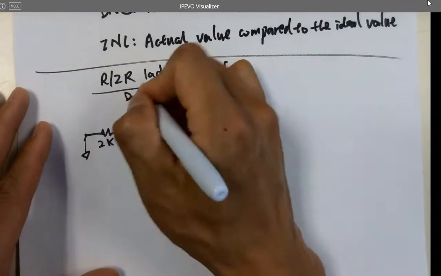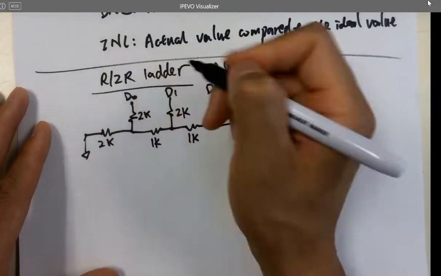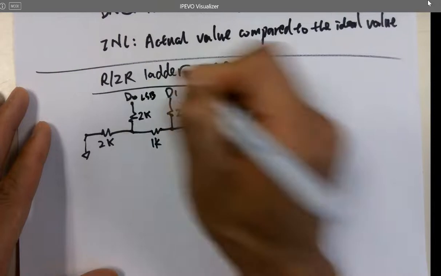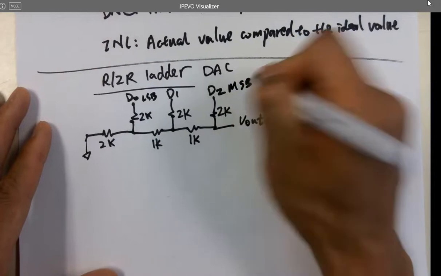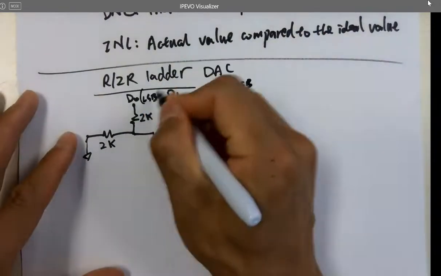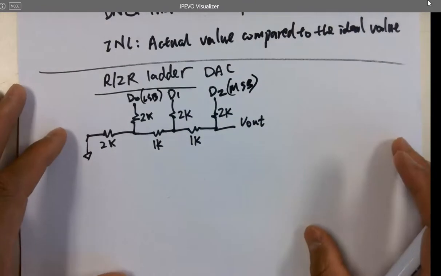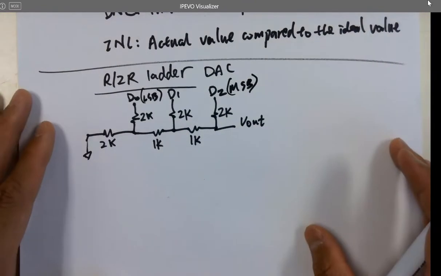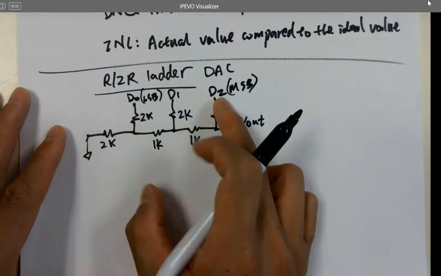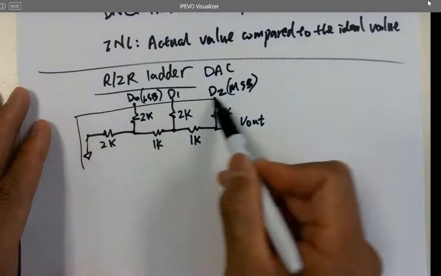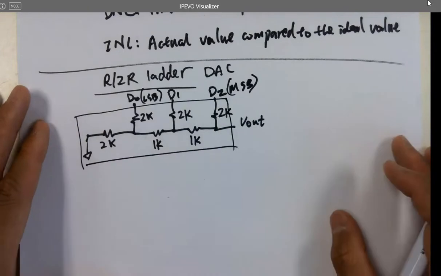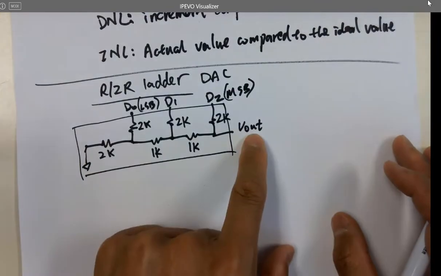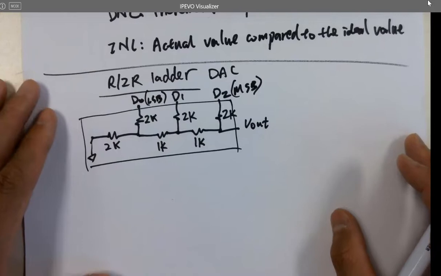And we know that this D0 is the LSB, here's the MSB, and why does this work as a DAC? Here's a question. So these are the digital inputs. If you put everything in one chip, it becomes a DAC. Right? You got digital inputs, you got analog output. And why does it work that way?